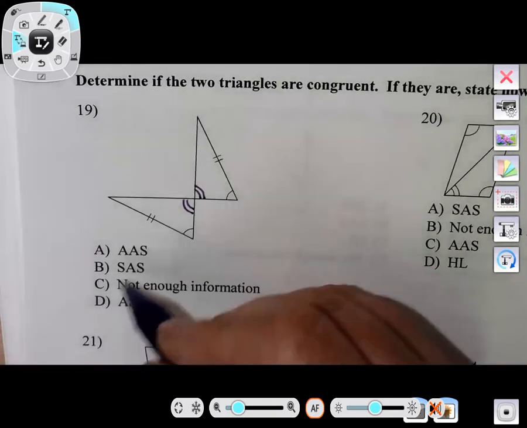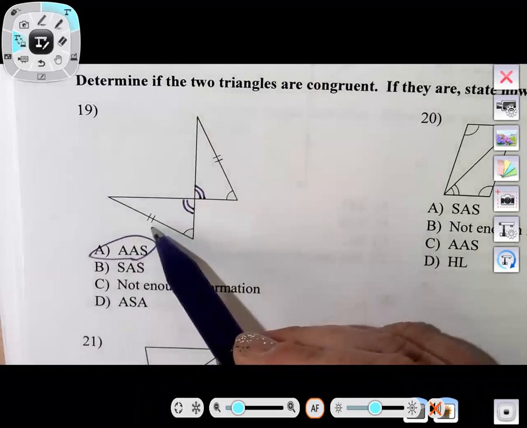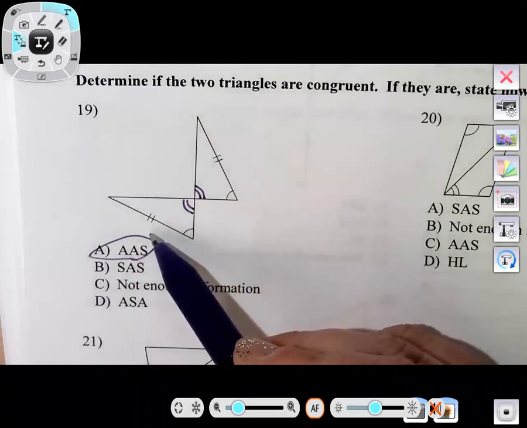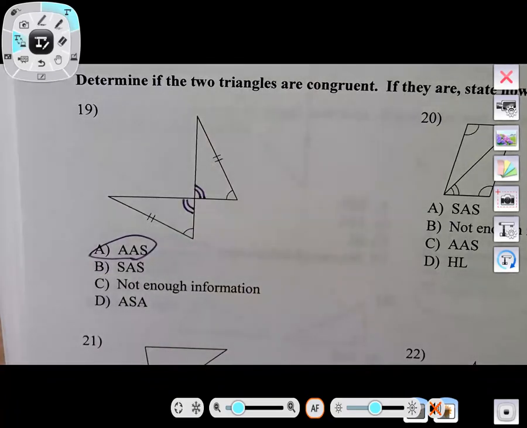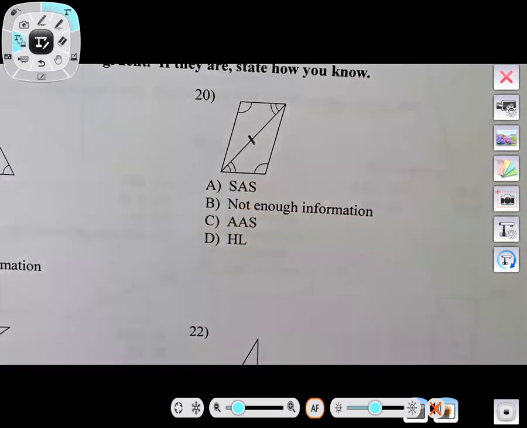Yes, this is angle side. You have 2 angles and then the side after it. That's angle side, just like in your picture on the cheat sheet there. Number 20. There is something I can add here. They share a side. So I'm going to go ahead and mark that side. Izzy, can you tell me what this would be now?